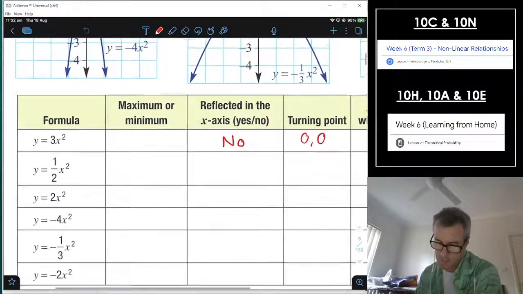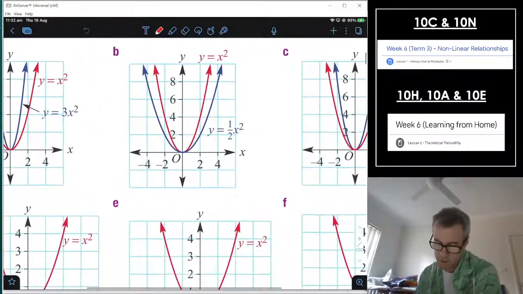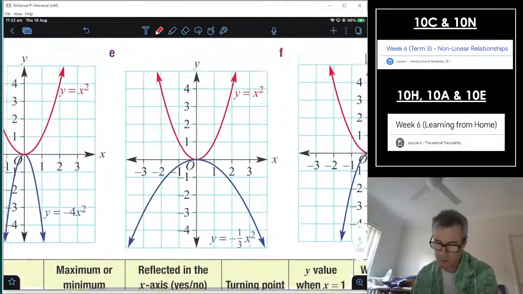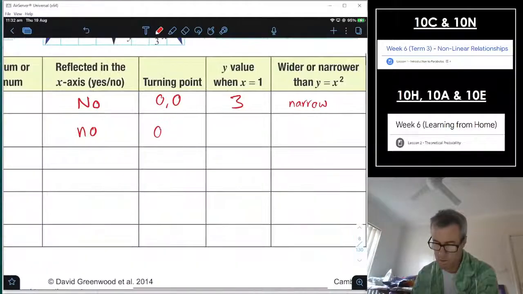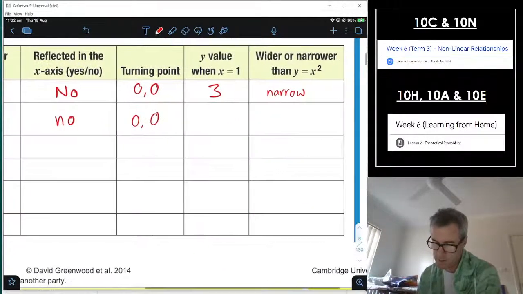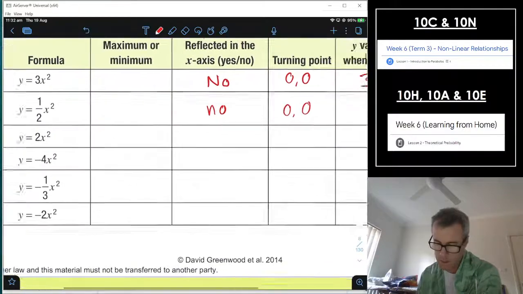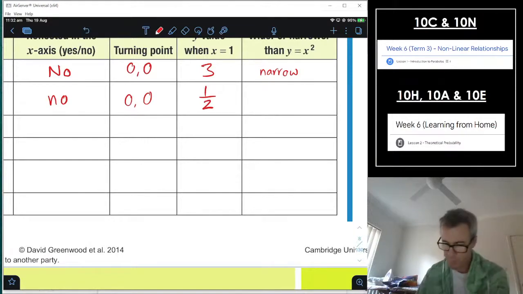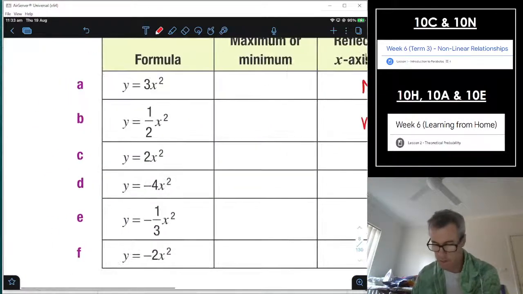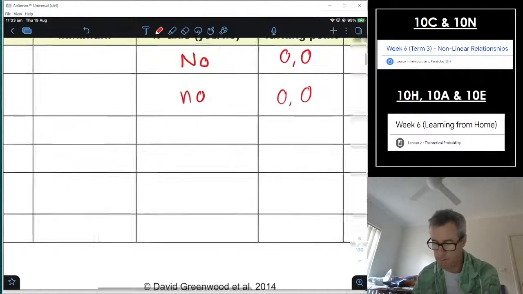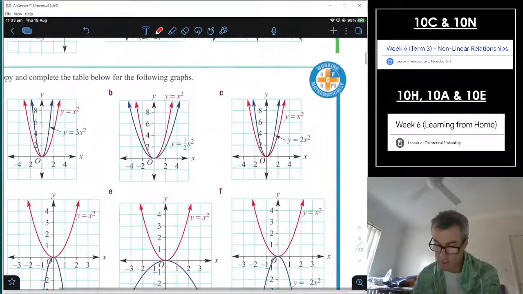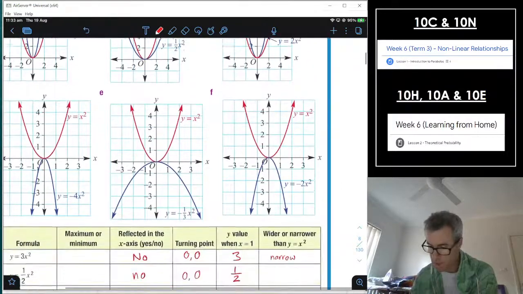Is this reflected? No, they are not reflected. What's the turning point? The turning point is 0, 0. When x is equal to 1, y is going to be equal to 1/2. Can you see that? Because remember, 1 squared is just 1, and then 1 times 1/2 is 1/2. So that's that there. Is it wider or narrower? It is wider. It is wider than that.